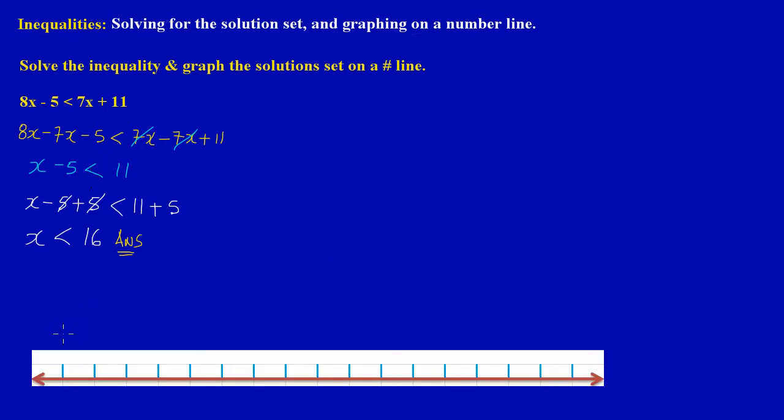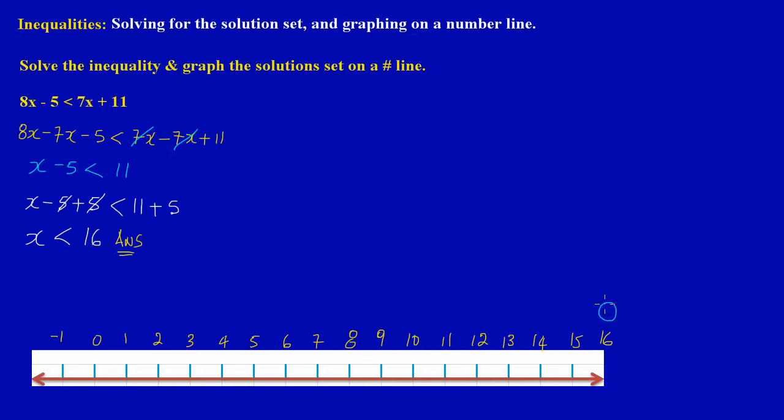Okay guys, so here we have our number line. At this point, I'm just going to start from negative 1, 0, 1, 2, 3, 4, 5, 6, 7, 8, 9, 10, 11, 12, 13, 14, 15. So obviously we would have a 16 somewhere there. Now, x is taking all the values that are less than 16. So 16 is the boundary. So what I'm going to have to do is put a circle above 16.